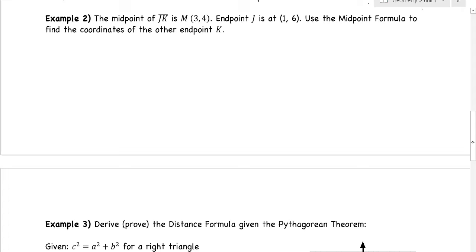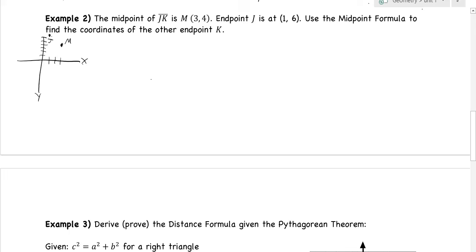Example 2, the midpoint of segment JK is M, 3, 4. Endpoint J is at 1, 6. Use the midpoint formula to find the coordinates of the other endpoint K. Alright, they gave us coordinates, let's plot them. So we have our x, y axes. The midpoint is the point 1, 2, 3, 1, 2, 3, 4. There's our point M. The endpoint J is the point 1, 6. So 1, 6. There's our point J.